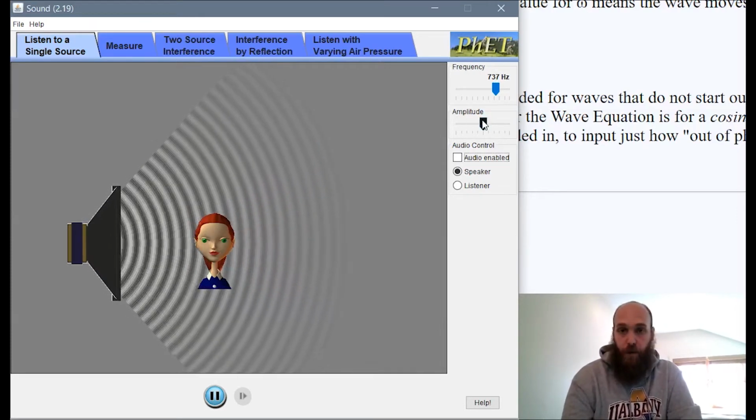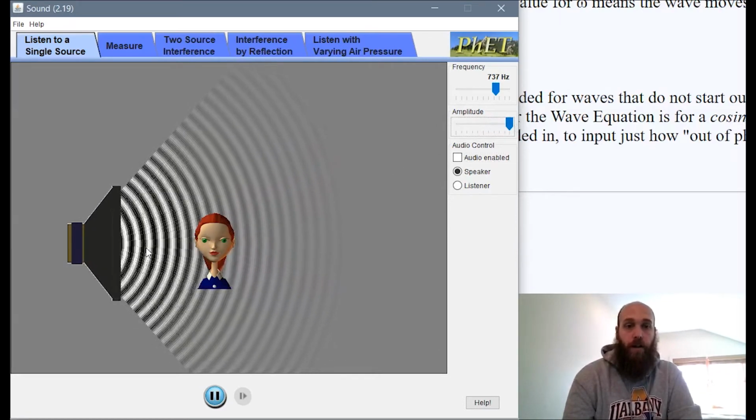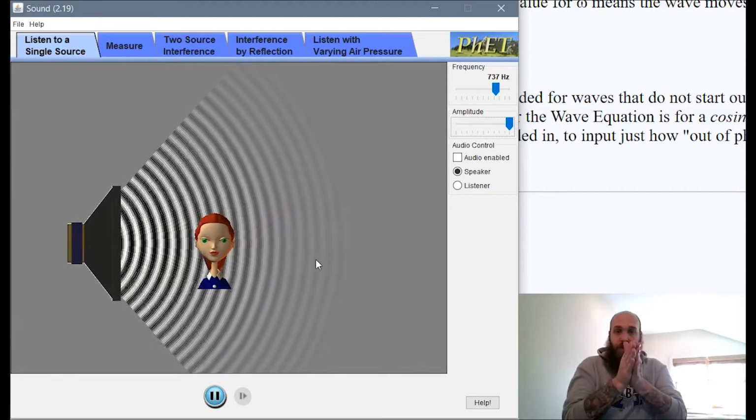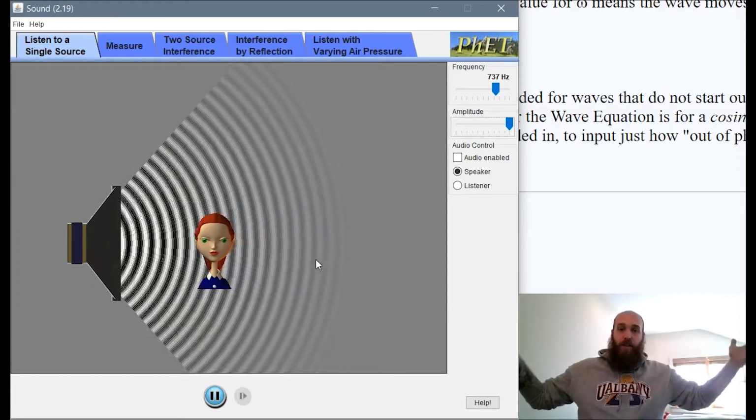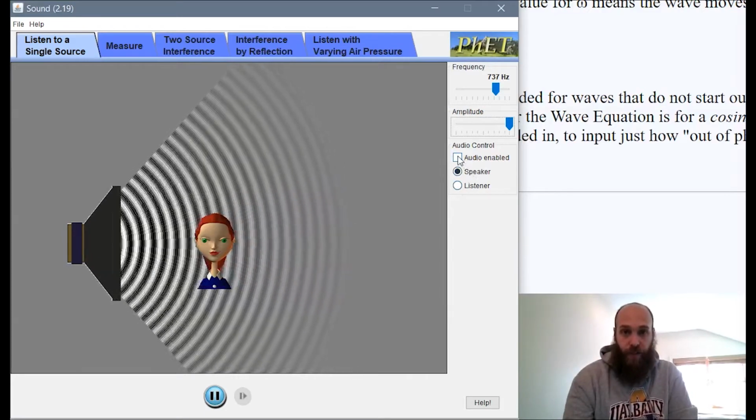Whereas the amplitude of our wave, which is essentially how dark these bands are, or how compressed our compressions are and how expanded our rarefactions are, that determines the loudness of the sound.